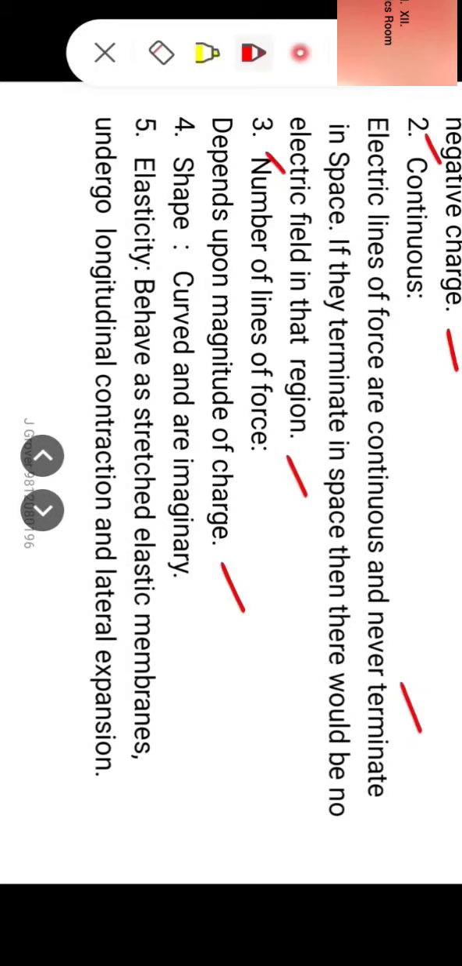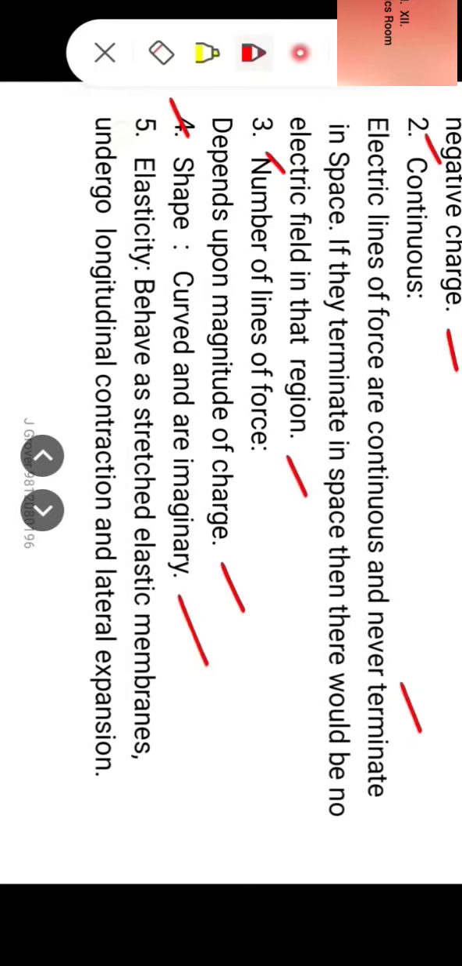We have seen the numbers is double due to 2 point electric charges as compared to single point electric charge. So number of electric lines of force depends upon magnitude of the charge. Number 4, shape. Electric lines of force are usually curved and are imaginary.